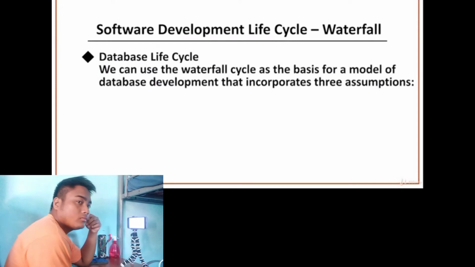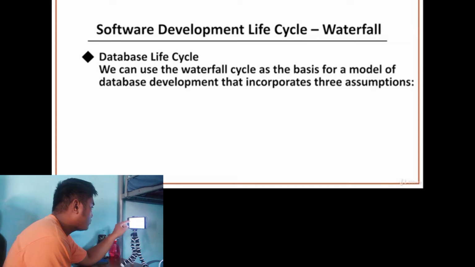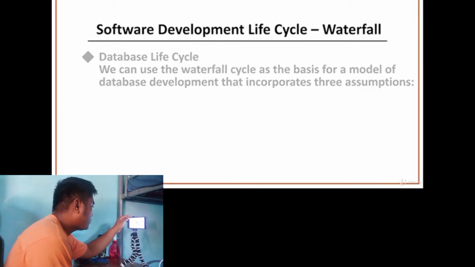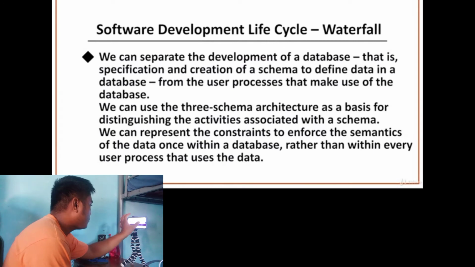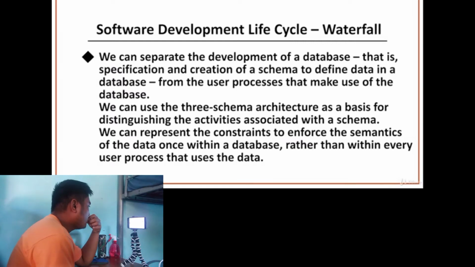Database lifecycle. We can use the waterfall cycle as the basis for a model of database development that incorporates three assumptions. We can separate the development of a database, that is, specification and creation of a schema to define data in a database, from the user processes that make use of the database. We can use the three schema architecture as a basis for distinguishing the activities associated with a schema. We can represent the constraints to enforce the semantics of the data once within a database, rather than within every user process that uses the data.